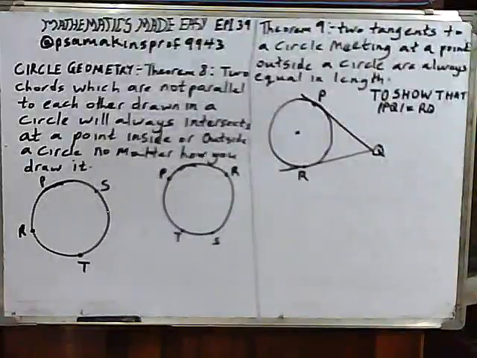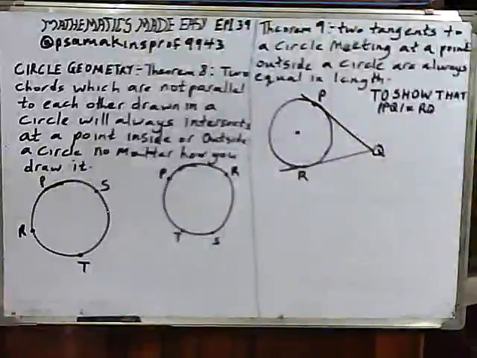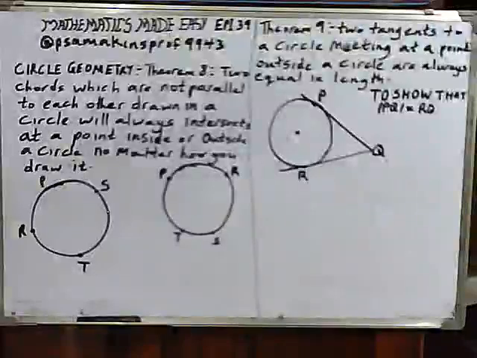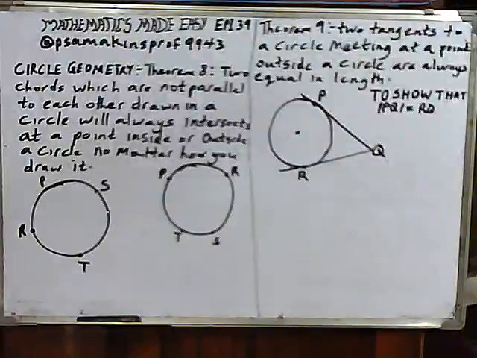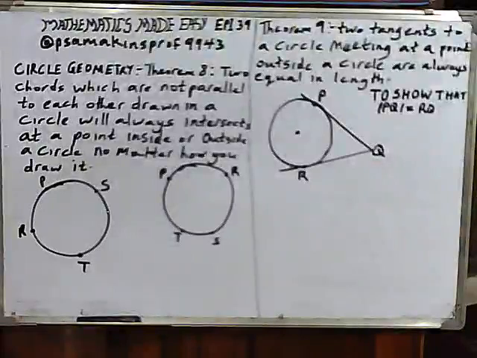Under circle geometry. We are still on circle geometry, theorem 8. Today we want to look at two chords which are not parallel to each other, drawn in a circle. They will always intersect at a point inside or outside a circle, no matter how you draw it. And this one can be proved via construction. Let's try to look at what we are saying.